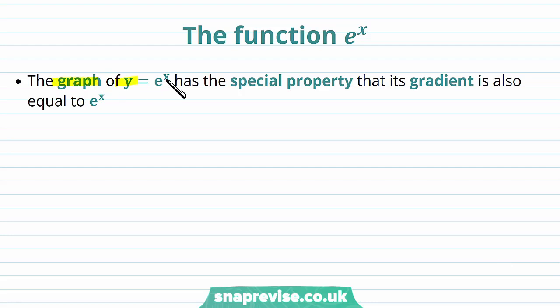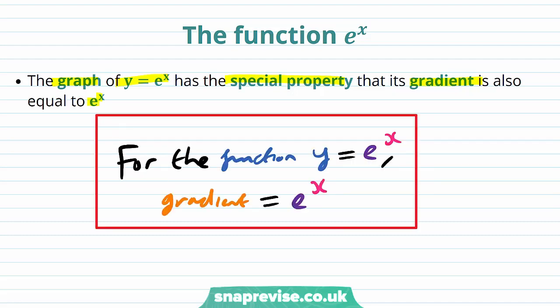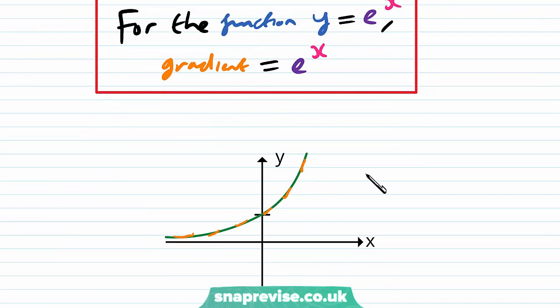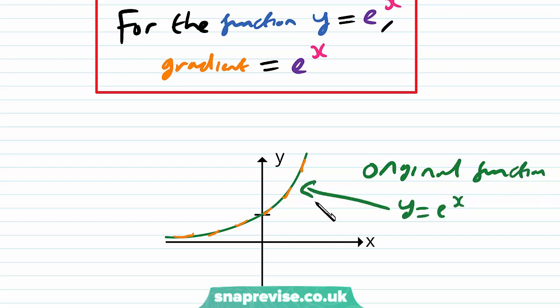The graph of y equals e to the x has the special property that its gradient is also equal to e to the x. For the function y equals e to the x, the gradient is also e to the x. So we have our original function, which is y equals e to the x, and simultaneously the gradient is also y equals e to the x.